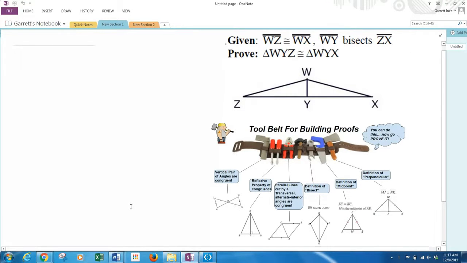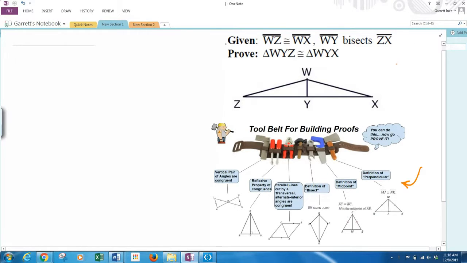We're going to go ahead and take a look at another triangle congruence proof. Before I do that, I just want to quickly run down some of the important reasons that I have over here in my tool belt for building proofs. Remember, these are 6 different reasons that you can use, or tools if you will, in order to build these different proofs that you're working on. You can also find that video on my channel as well.